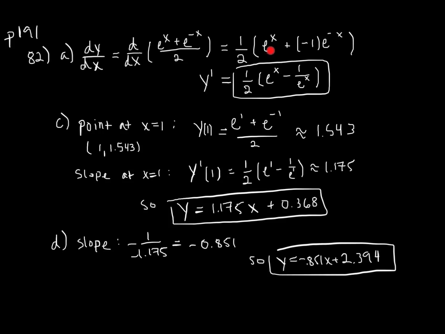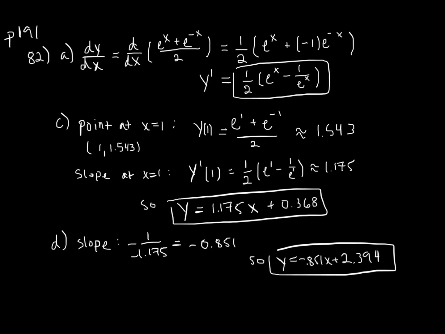Derivative of e to the x is e to the x, and the derivative of e to the negative x is e to the negative x times the derivative of negative x, which is negative 1. So I end up with e to the x minus e to the negative x. And what I did is I moved e to the negative x into the denominator, so it's 1 over e to the positive x value. And that's my derivative here.